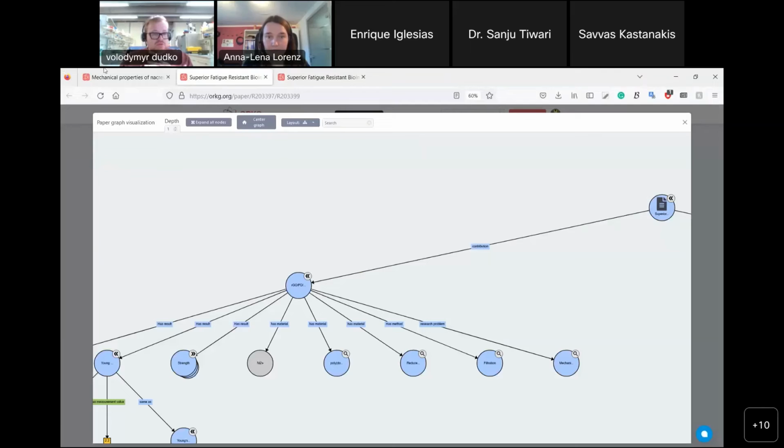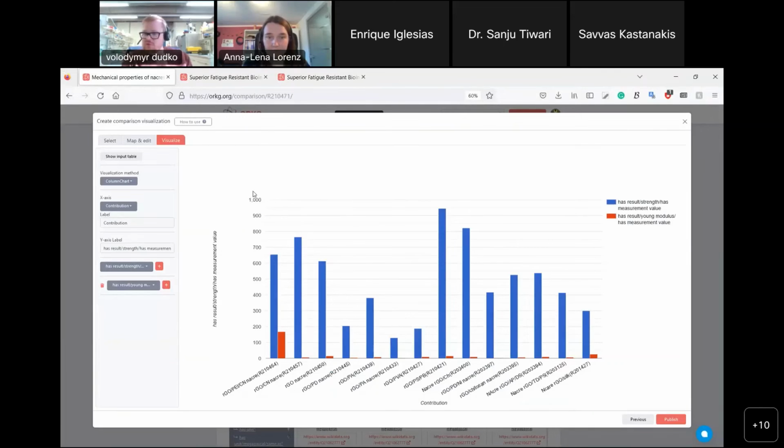So another feature is visualization. Here in this example, we're comparing the Young's modulus and strength of materials, and we can see that these two properties are actually decoupled, where we can simultaneously have a very high strength, for example in the case of RTO PS PB, but very low Young's modulus.